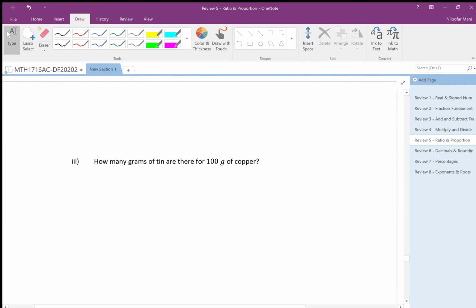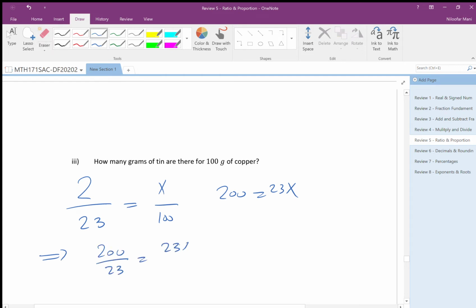So 2 to 23 is how much over 100? So it is 200 equals 23x. And then 200 divided by 23 is 23x divided by 23, and then X is 200 divided by 23, which is 8.6956. I underline that, check that it is almost 8.70.